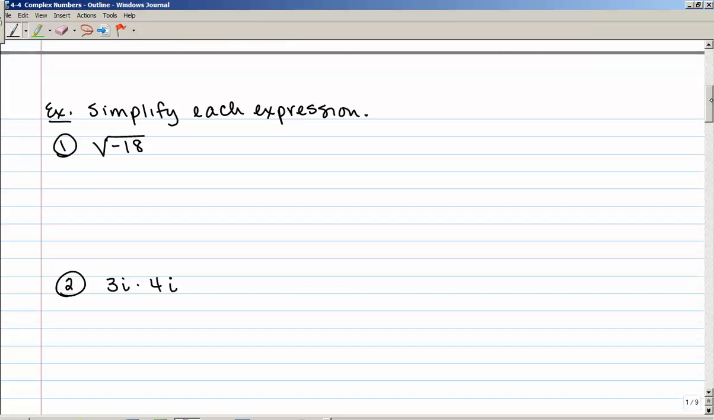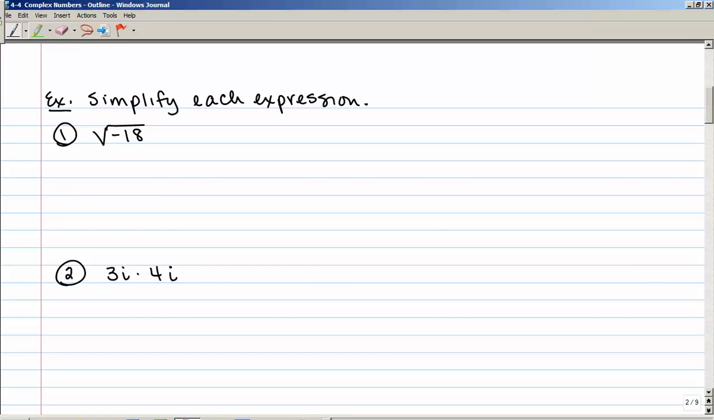So let's take a look at a couple examples here. Let's simplify each expression. So the square root of -18 is equal to the square root of -1 times the square root of 18. So my square root of -1 is going to become an i. 18, I have to simplify that. That's 9 and 2, 3 and 3. Remember, these guys can buddy up and come outside. The 2 doesn't have a buddy, he's got to stay inside, so that's going to be equal to 3 times the square root of 2.